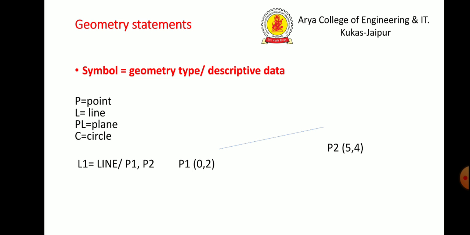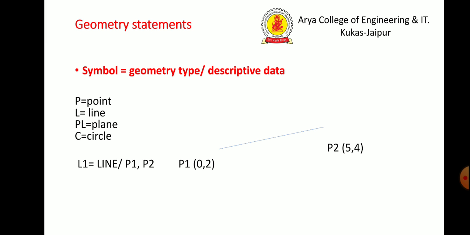We discuss geometry statements. Geometry statements are responsible for the definition of geometry elements that constitute the workpiece, and the format is: symbol equal to geometry type slash descriptive data. Geometry elements mean point, line, plane, circle, etc. Capital P defines a point, capital L defines a line, and capital PL defines a plane.